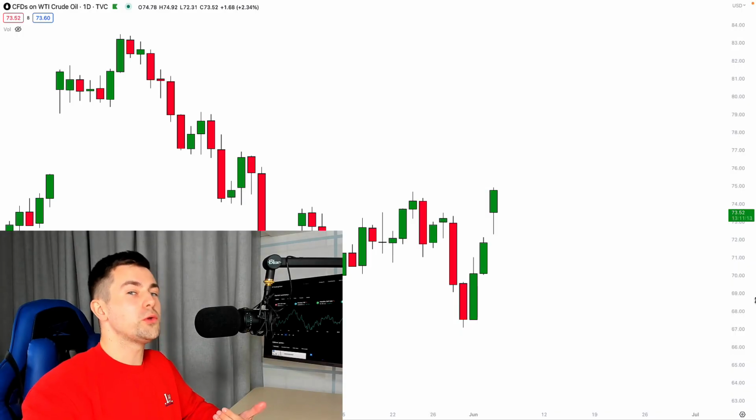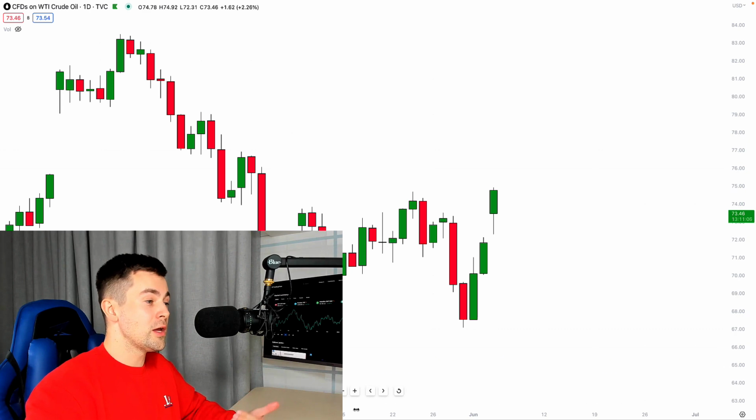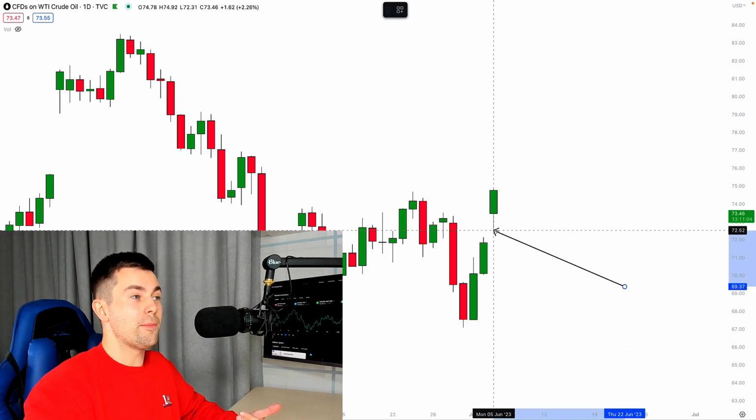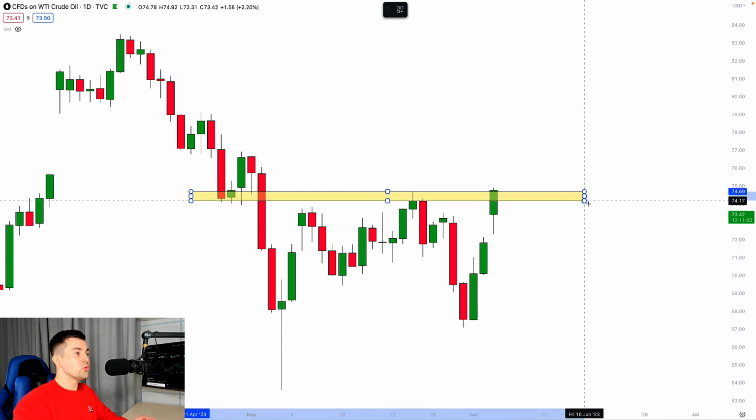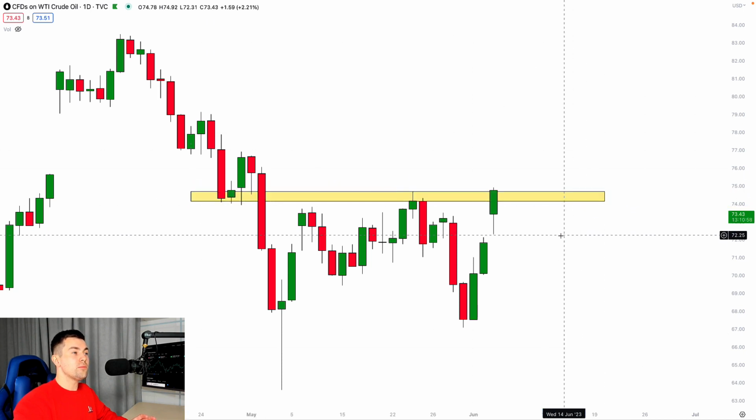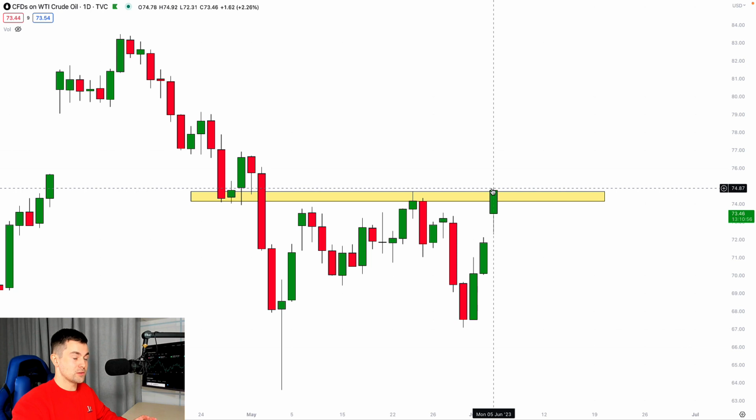What a crazy market opening on WTI crude oil. After the Saudis' decision to cut the production rate, we saw a huge gap up. And the point is, traders, that currently WTI crude oil is approaching a very important horizontal structure resistance. And you can see that currently we are trying to break that.